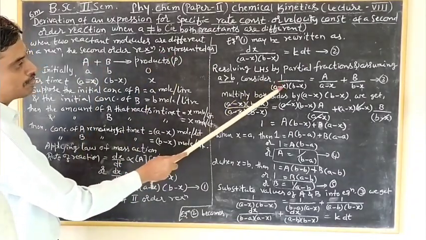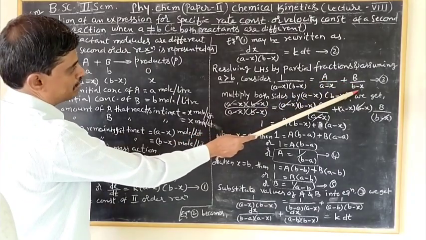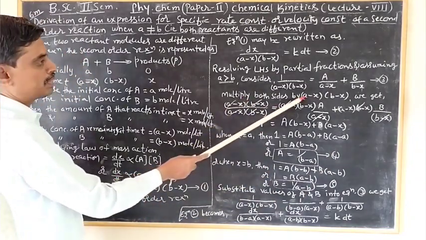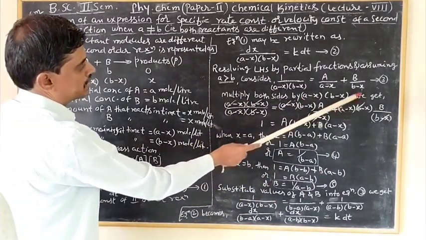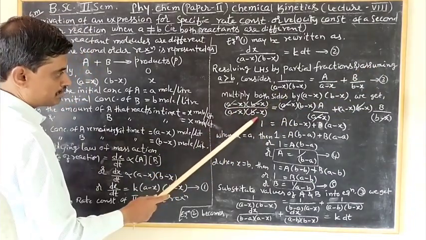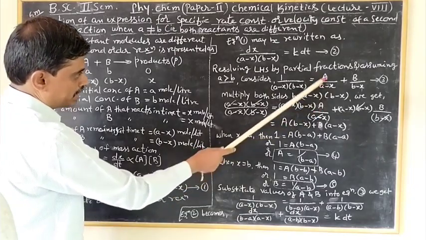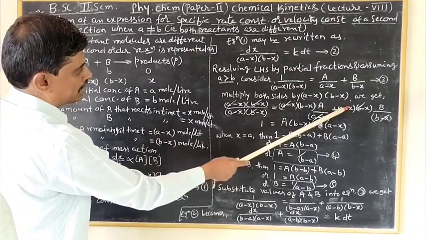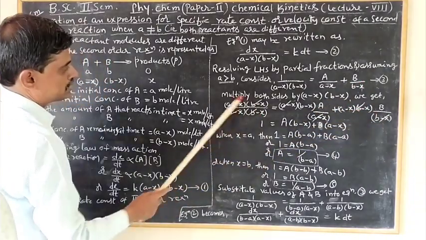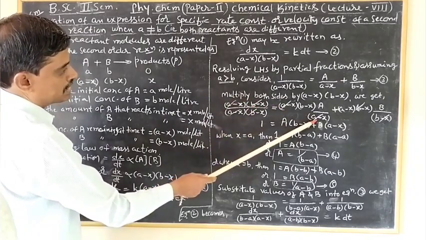Then consider 1 by (a minus x) into (b minus x) is equal to A by (a minus x) plus B by (b minus x). This is equation 3. Multiply both sides by (a minus x) into (b minus x). Then we get (a minus x) into (b minus x) by (a minus x) into (b minus x) is equal to (a minus x) into (b minus x) into A divided by (a minus x) plus (a minus x) into (b minus x) into B by (b minus x). On the left this complete term gets cancelled, and on the right these also get cancelled.